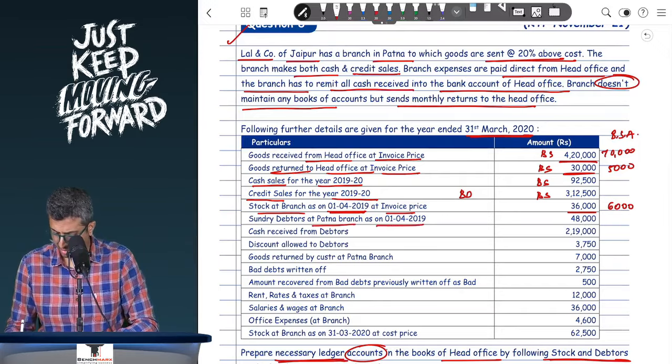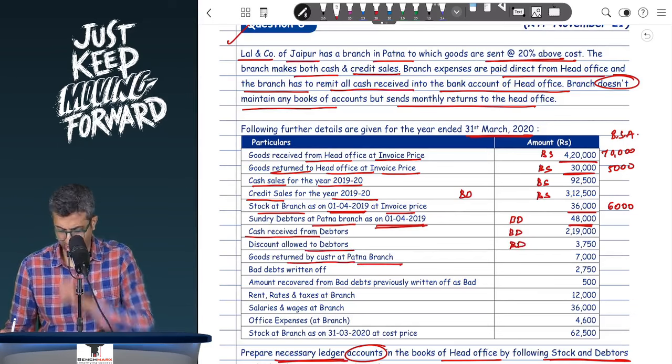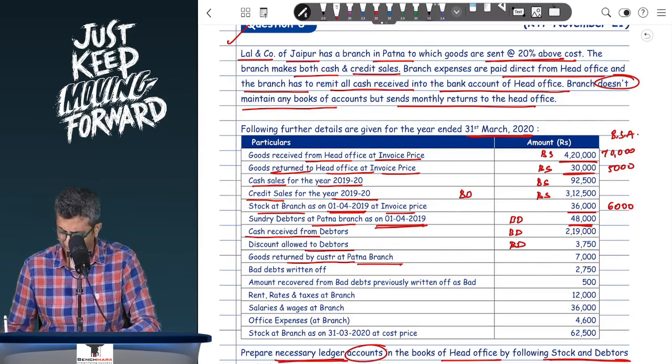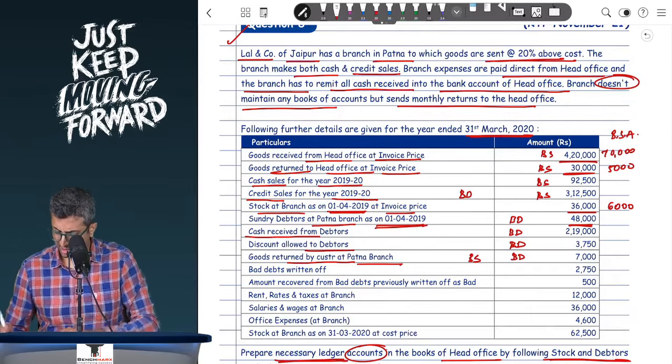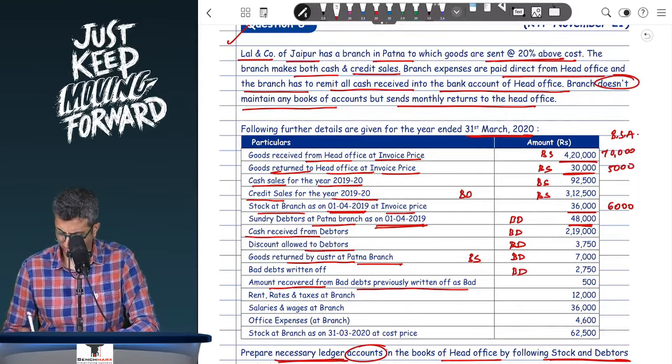Sundry debtors at the Patna branch on 1st April. This is your opening debtors 48,000. Cash receipt from debtors. This will impact the branch debtors account. Discount allowed to debtors. Branch debtors. Goods returned by customer at the Patna branch. This will impact the branch debtors. In my opinion, this should also impact the branch stock, because over here this will increase the stock with the branch. Bad debts written off. Branch debtors. Amount recovered from bad debts previously written off as bad. We will see what is to be done here. Rent and rates and taxes at branch.